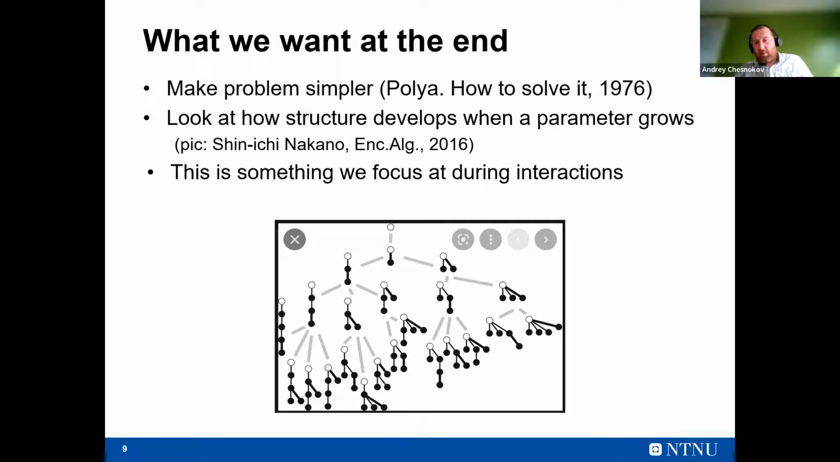So if you want to list all graphs on 6 vertices and you consider it being a hard problem, could you please do it with 5, 4, 3, or maybe 2 vertices, and then look how the problem develops. So this is about identifying a parameter, and here it's quite natural. It's either the number of edges, number of nodes, or number of something more interesting. And then we look at how structure develops.